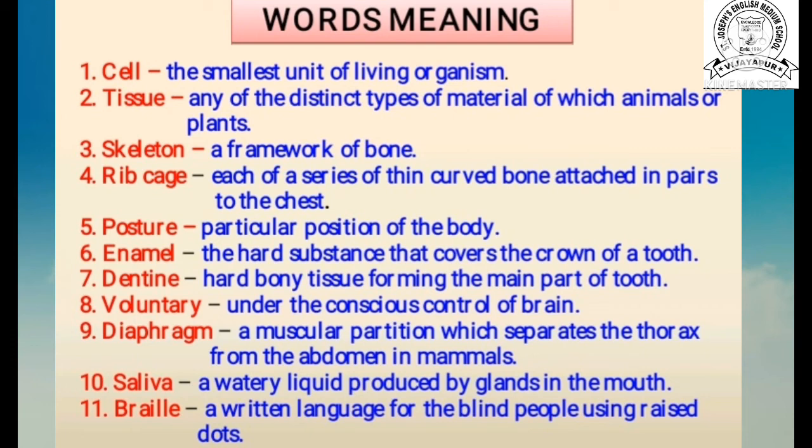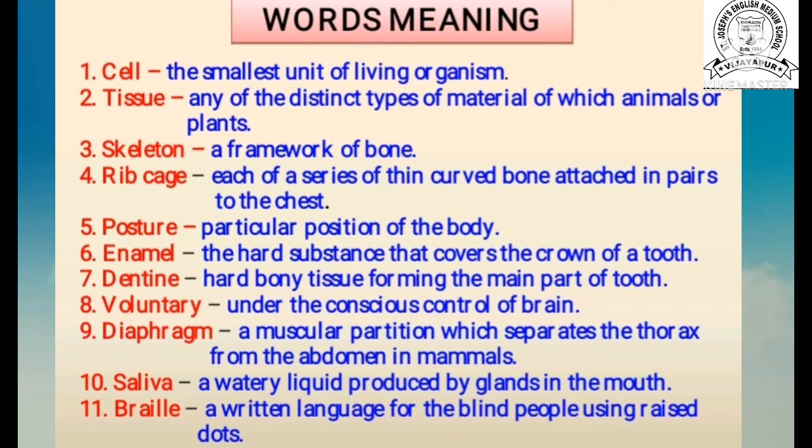Now the 10th one is saliva. Saliva means what? A watery liquid produced by glands in the mouth. In the images I showed, and in the video also I told, saliva means what? The salivary glands which are present in our mouth can secrete a semi-liquid fluid which is called saliva. And this saliva makes the food very soft, so we can easily swallow the food.